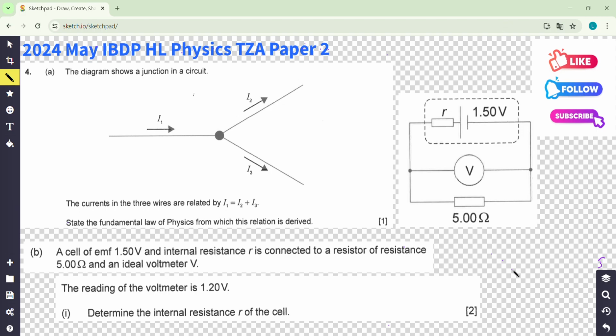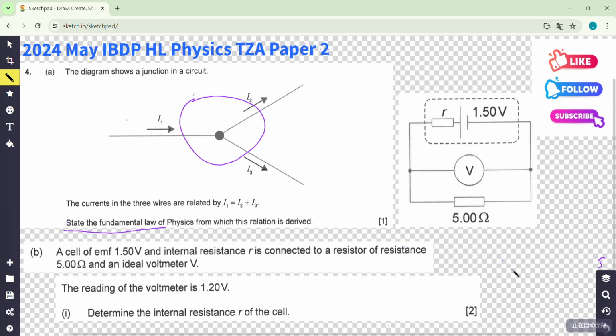Welcome everybody. Question 4 is about circuit. 4a is a very innovative question. It talks about current rules, right? Flow in equals flow out, the junction rule. But it talks about where does it come from? What's the fundamental law behind it?